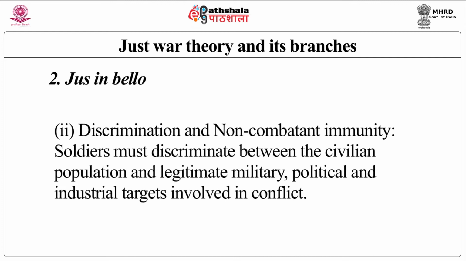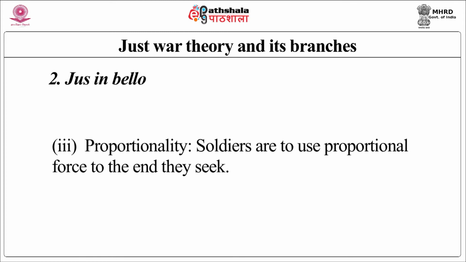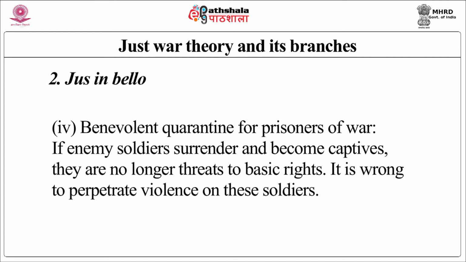Number 2, discrimination and non-combatant immunity. Soldiers must discriminate between the civilian population and legitimate military, political and industrial targets involved in conflict. Number 3, proportionality. Soldiers are to use proportional force to the end they seek. Number 4, benevolent quarantine for prisoners of war. If enemy soldiers surrender and become captives, they are no longer threats to basic rights. It is wrong to perpetrate violence on these soldiers.